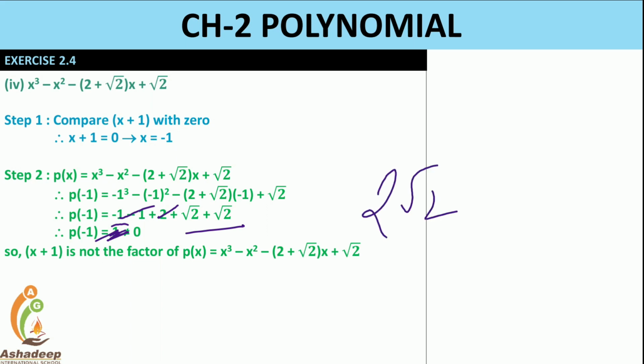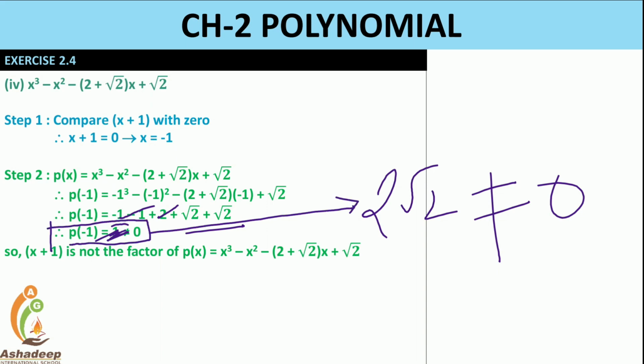Here it is 2 root 2, and 2 root 2 is not equal to 0. If it is not equal to 0, see here, once again I repeat, here you have to write down the 2 root 2, right? 2 root 2 is not equal to 0, therefore x plus 1 is not a factor of the given polynomial.